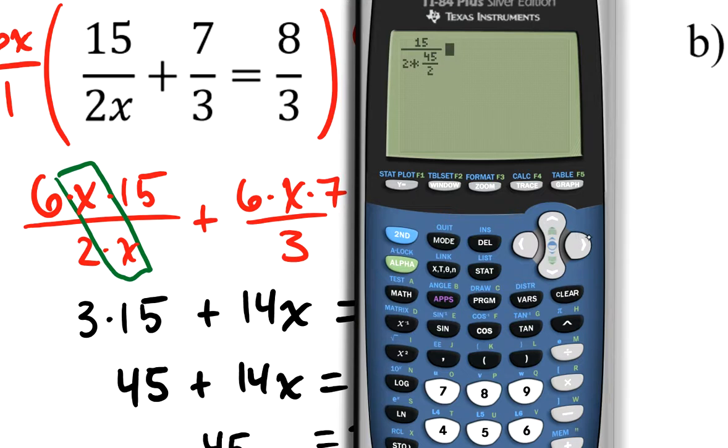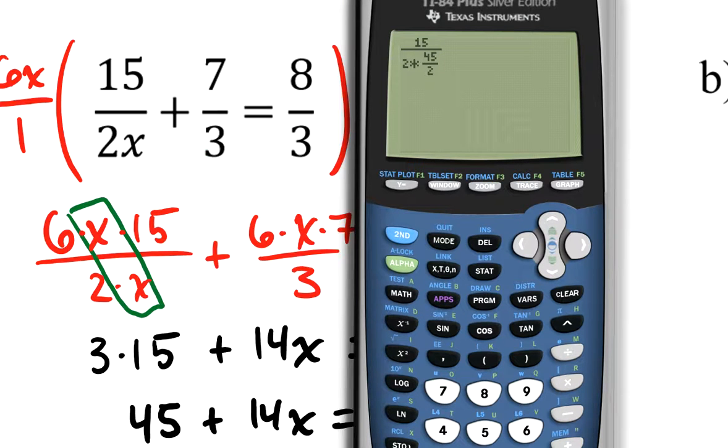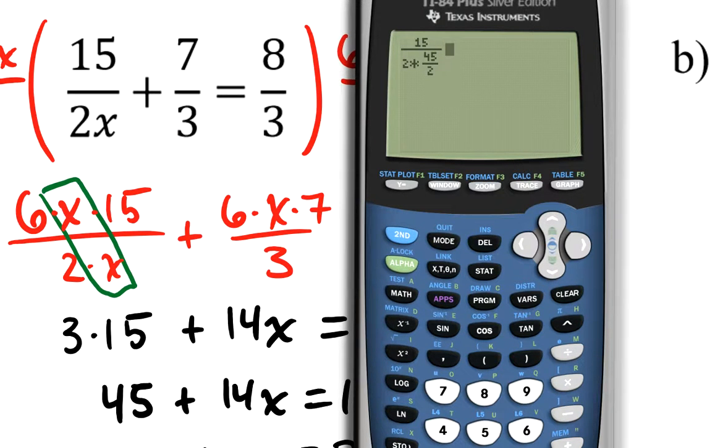So if you look at it, it looks great. It's fun, fabulous, right? I've got 15 over 2 times x, and x is 45 halves, right? That's what it was. Yeah, 45 halves, or 22.5. Now, if I take that and I add to it another fraction, so I'm going to alpha fraction, and the fraction I want to add to that is 7/3.